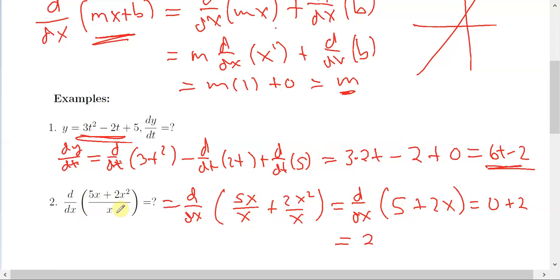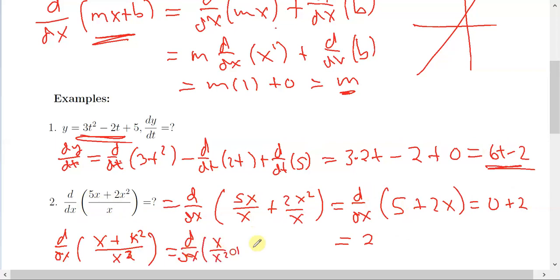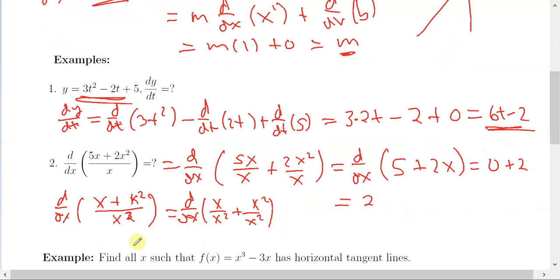If that had been like x squared down here, then notice, let me just do that one. Suppose I have x plus x squared, and let's divide it by x squared. So what I was going to show is that when you split it up, you get x over x squared plus x squared over x squared. And what you get there is the derivative of 1 over x plus 1.